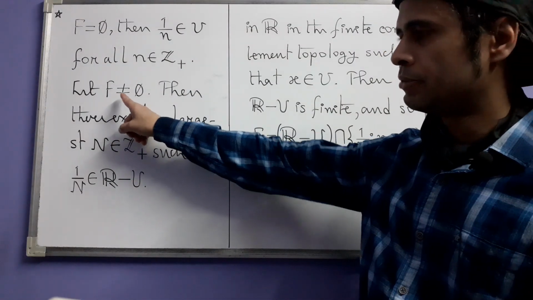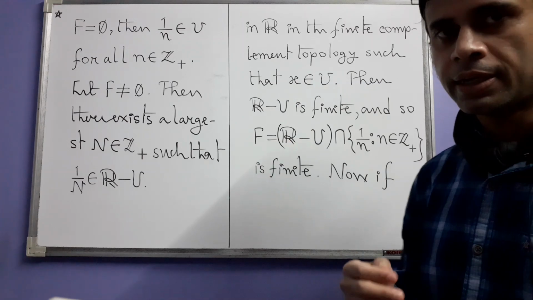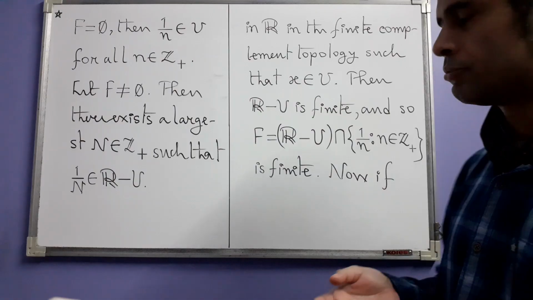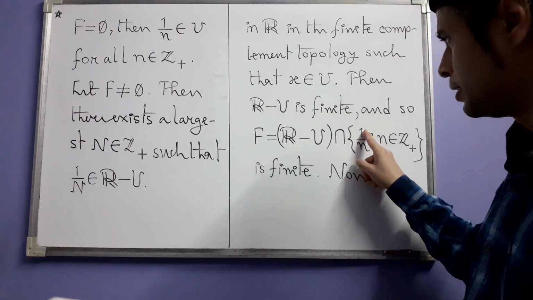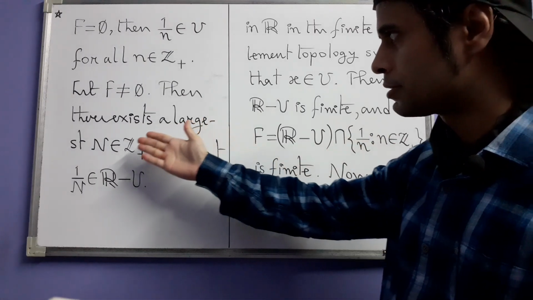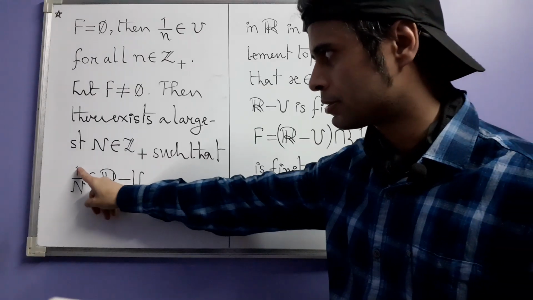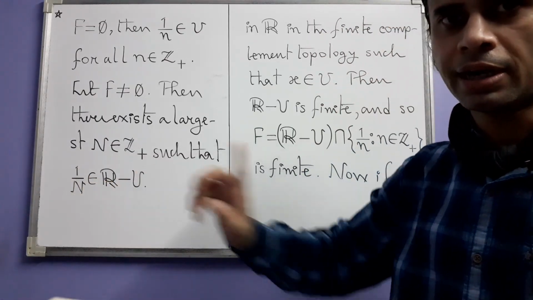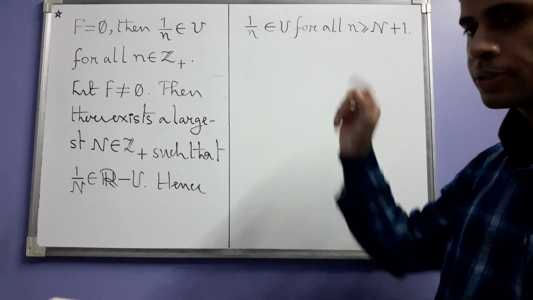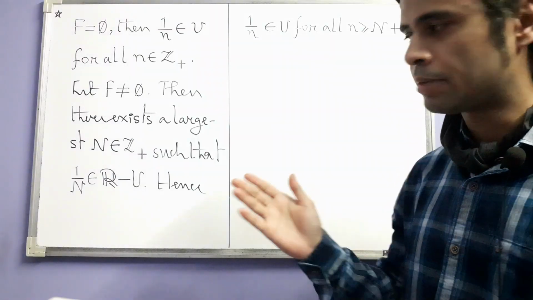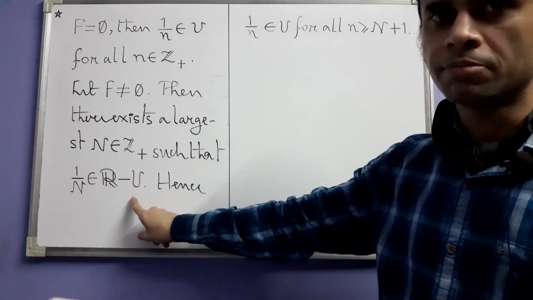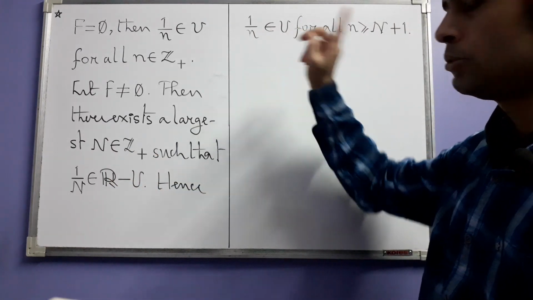Next, let's assume that F is non-empty, but still finiteness of F is there. So now there will be only finitely many elements in F, or in other words, there will be finitely many points of this type in R difference U. And that is why there exists a largest positive integer N such that 1 divided by N belongs to R difference U. Hence, for higher values of the index n, that means n greater than or equal to capital N plus 1, 1 divided by n will no longer belong to this complement. That means all of them will belong to U.